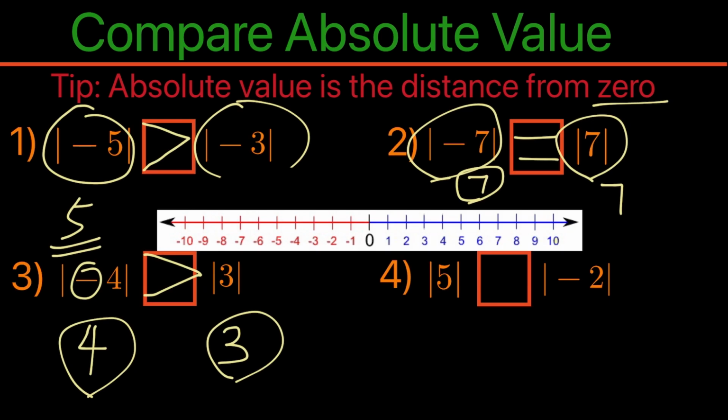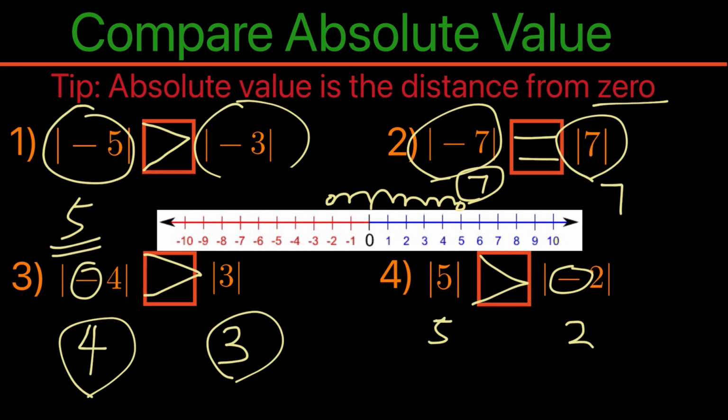And the last example, we have absolute value of 5 and absolute value of -2. So 5 will be right here. That will be 1, 2, 3, 4, 5. So that's 5. And then for -2, we have 1, 2. Or we can just simply remove this negative value inside the absolute value, and the answer will also be 2. Now we have 5 compared to 2, and 5 is greater than 2, so we have greater than.